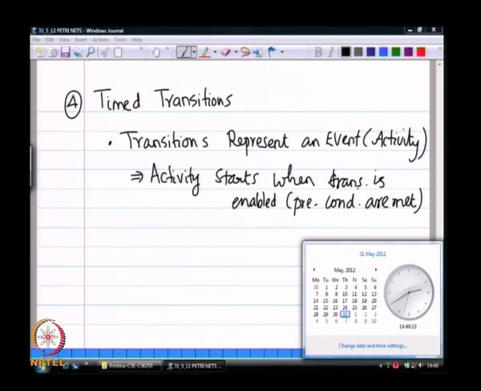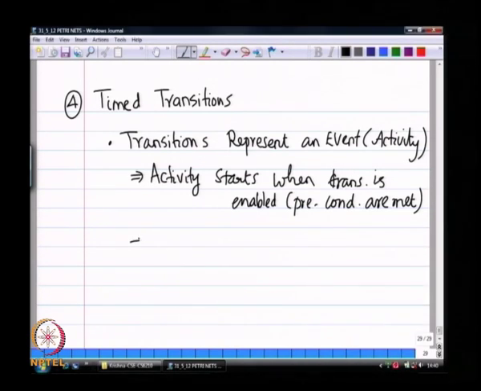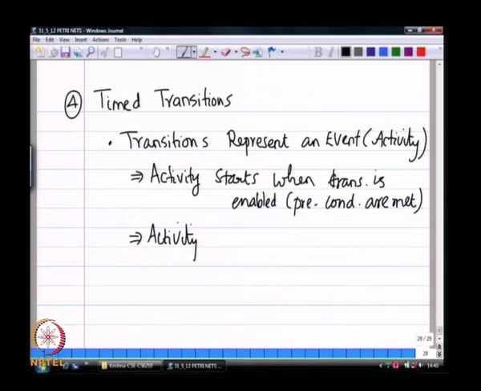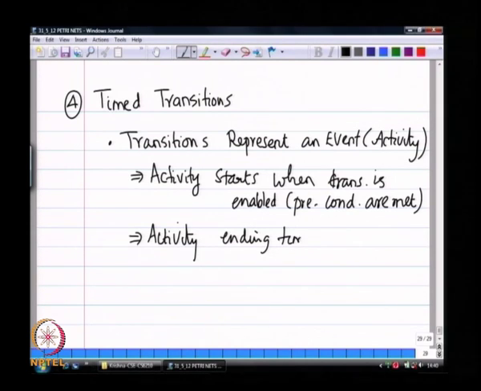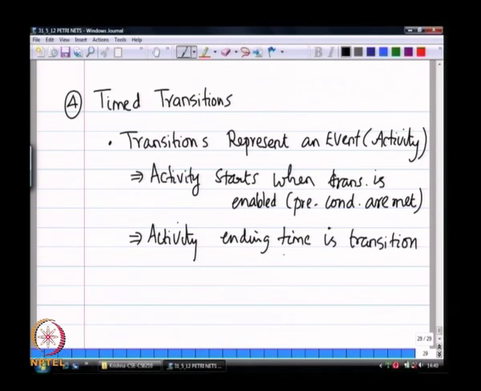And we do not worry about what happens if the conditions change, right, before this transition completes. We assume that those conditions still hold, okay. And the activity ending time, basically when that processing is complete, is when technically the transition firing time.